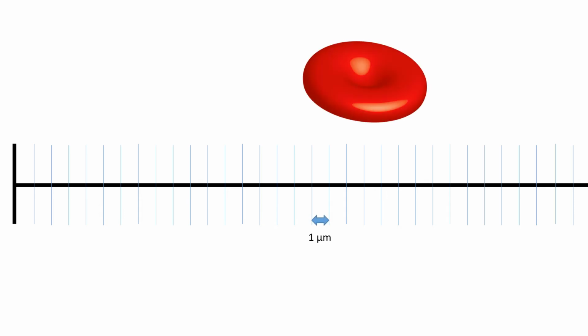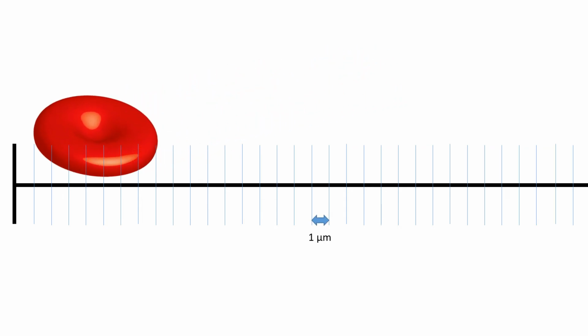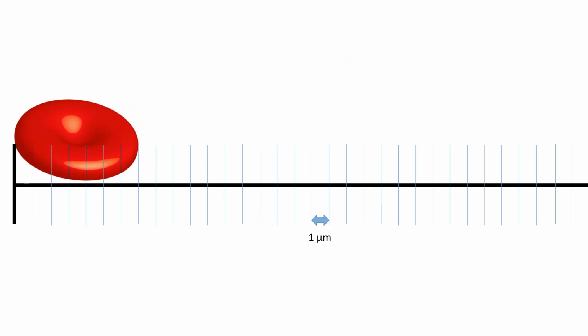So, how does it help us? Well, if we now use a scale with lots of micrometers on, we'll find that a red blood cell would fit into 7 micrometers, and that's a lot easier number to handle than 0.007 millimeters. So how do we convert between millimeters and micrometers, which you may have to do a lot?